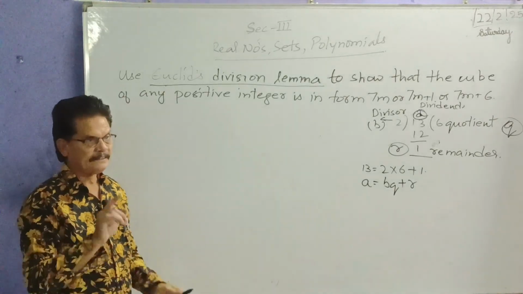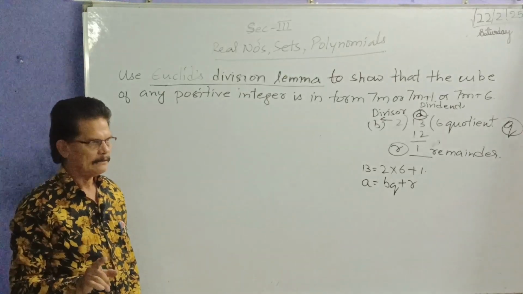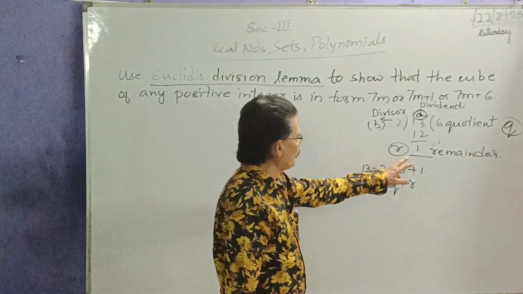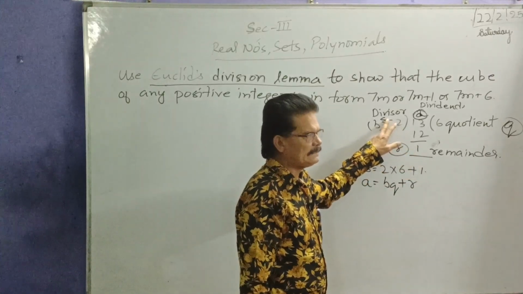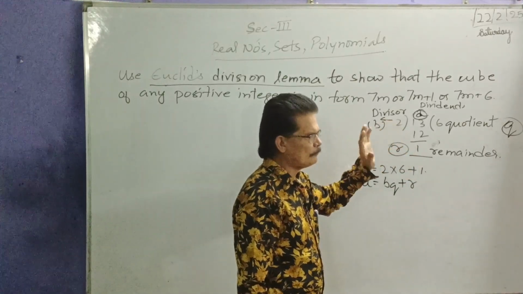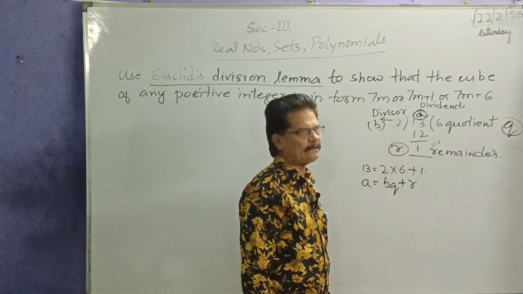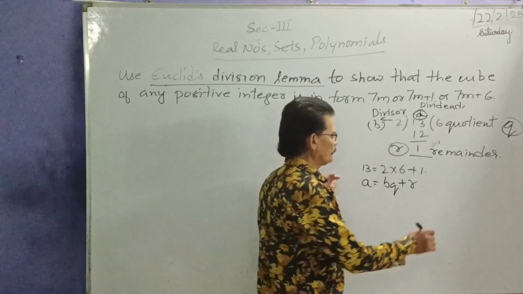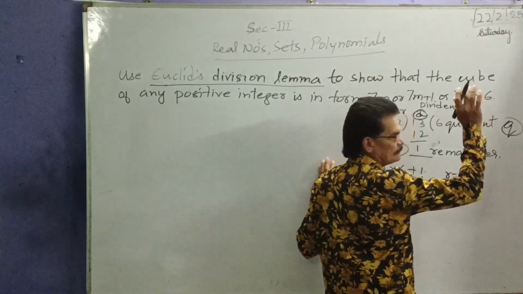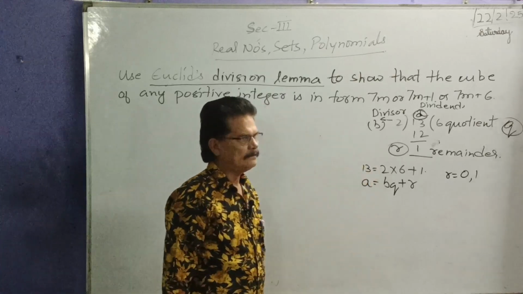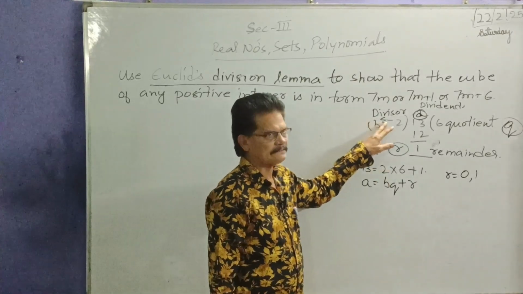That's it. And here you should understand something. r will always be less than the divisor. So r can be how much? 0, 1. It cannot reach 2. Remainder can be 0 or remainder can be 1. Remainder cannot be equal to the divisor.